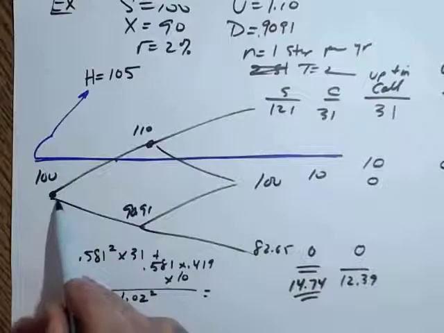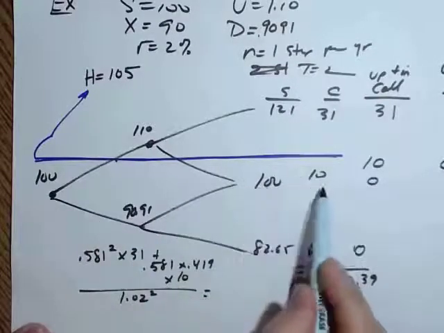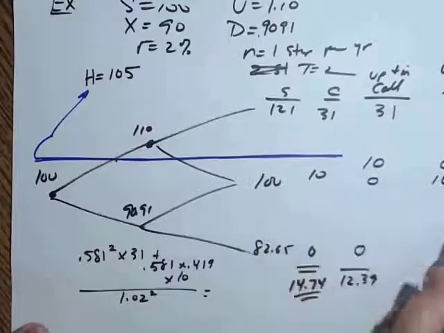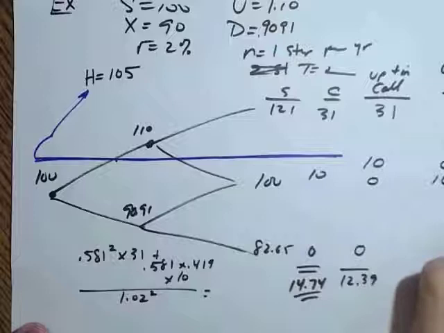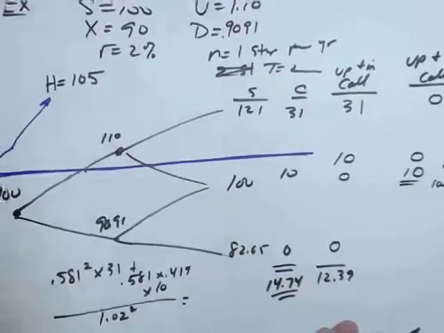And now it's alive here, and it comes down and over. It's going to have a $10 payoff because, remember, it's a call option and the payoff is S minus X. So it's 100 minus 90. That's our $10 payoff at that point right there.